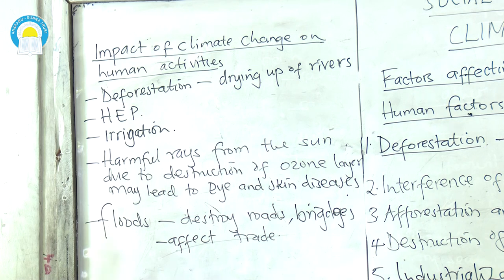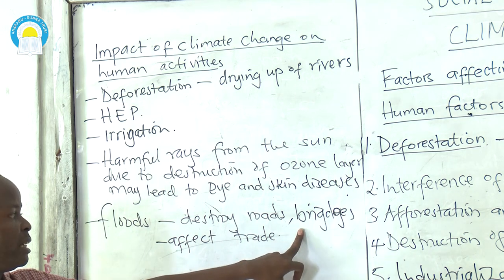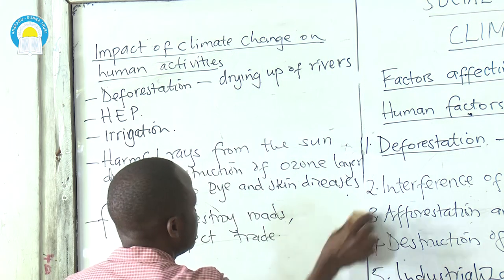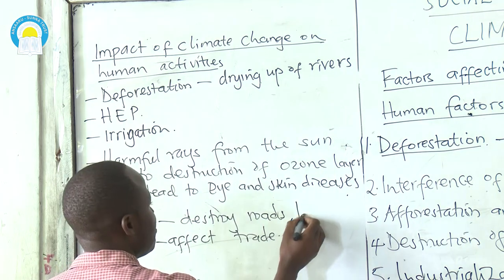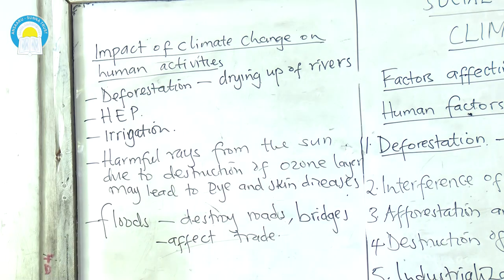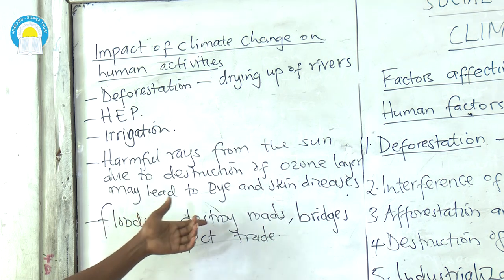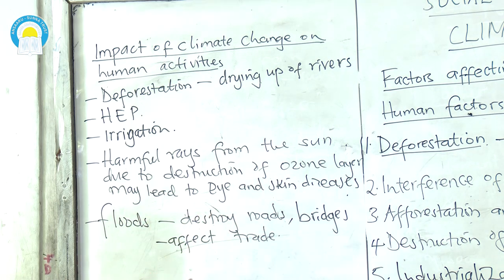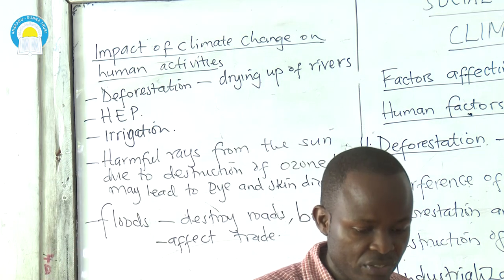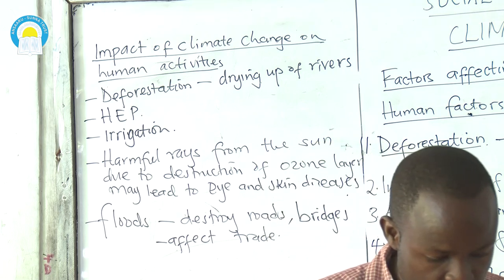For example, if they were to pass through a bridge and that bridge is destroyed by floods, goods may not move from one area to another area if they were to pass through that bridge. Number two, if the roads are destroyed by rains, the same problem will arise. So overflooding or floods is also another problem.